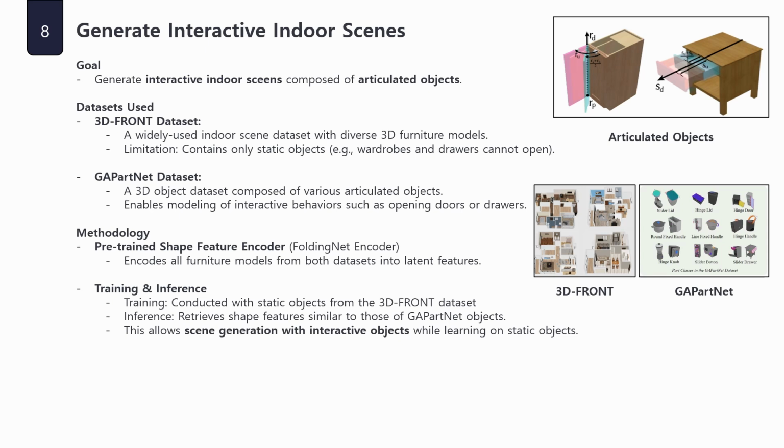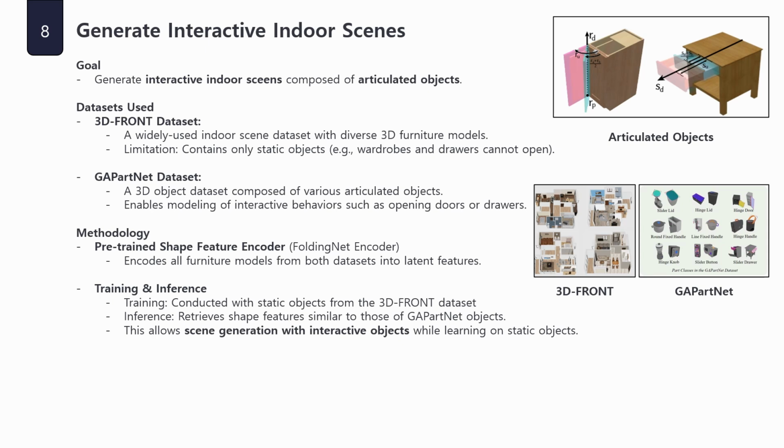To achieve this, the authors utilized two datasets. The first is the 3D-FRONT dataset for model training, and the second is the GAPartNet dataset, which includes articulated objects. The 3D-FRONT dataset is an indoor scene dataset composed of various 3D furniture models and is an essential resource in recent indoor scene synthesis studies. However, the 3D furniture models included in this dataset are all static objects, meaning they cannot support interaction like opening wardrobe doors or drawers.